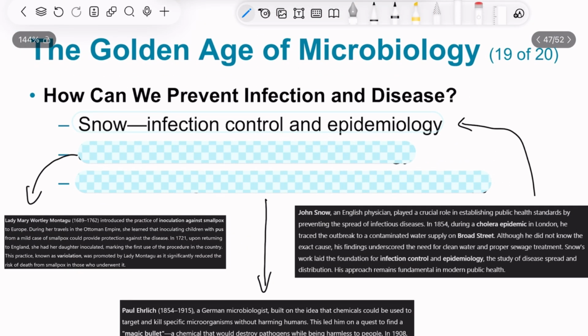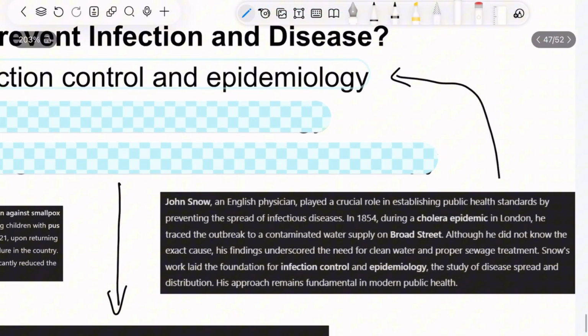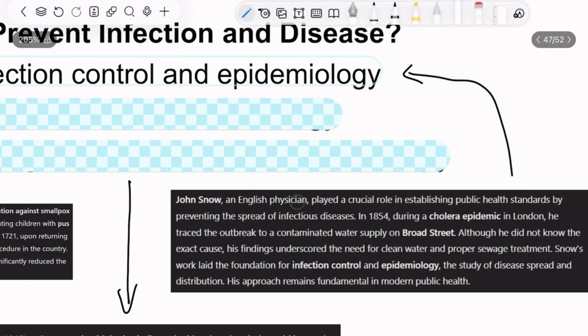And then we move on to infection control and epidemiology, presented by Snow. John Snow was an English physician, and he played a crucial role in establishing public health standards by preventing the spread of infectious disease. In 1854, during the cholera epidemic in London, he traced the outbreak to a contaminated water supply on Broad Street. Although he did not know the exact cause, his finding underscored the need for clean water and proper sewage treatment.